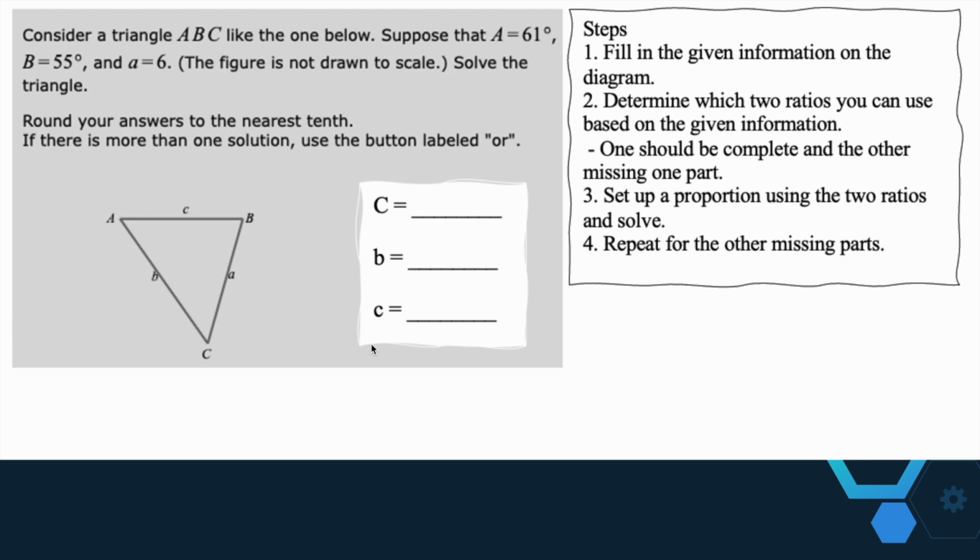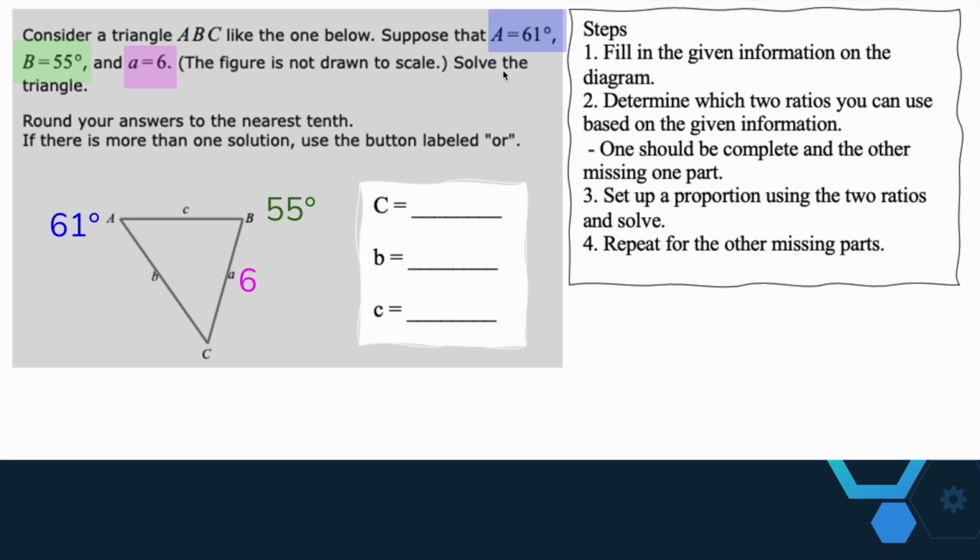All right, so let's go ahead and apply this. They want us to solve the triangle. So consider triangle ABC like the one below. Suppose that angle A is 61 degrees. So there's 61 degrees. Angle B, that's 55 degrees. And side a is 6. So they've given us 3 of the 6 parts of the triangle. Remember, there's 3 sides, there's 3 angles.